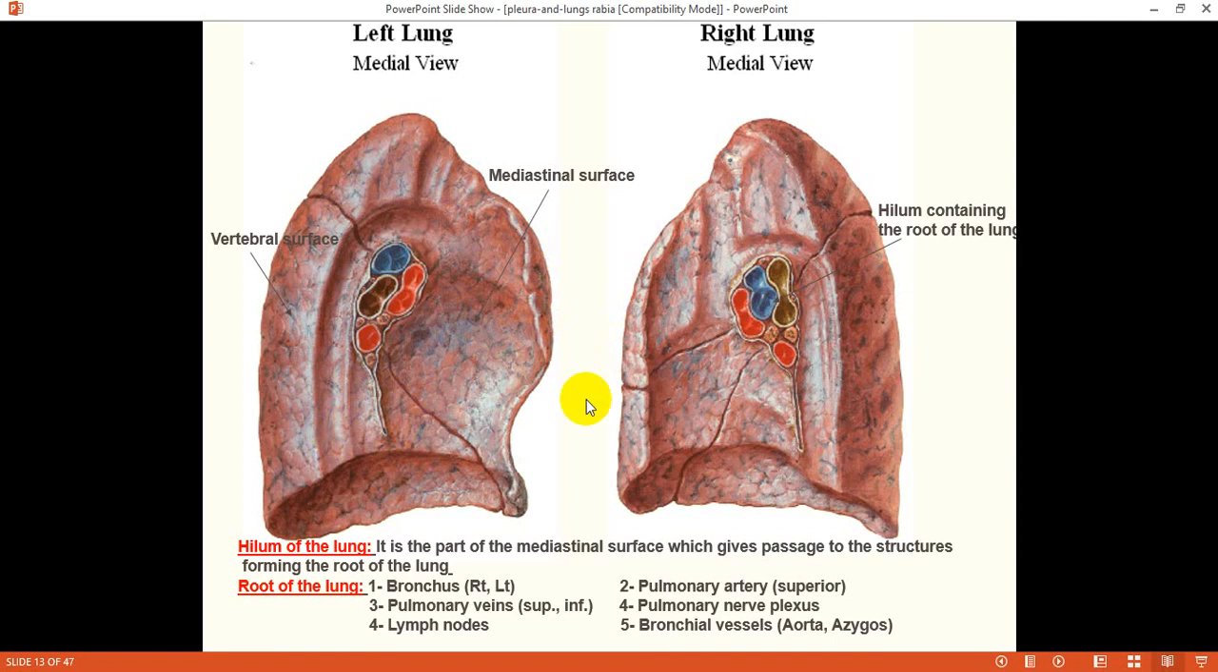The anterior border of the right lung is almost straight, while the anterior border of the left lung is interrupted by the cardiac notch, and it also presents the tongue-like process called lingula. So these are the external or gross appearance differences observed in both lungs. The detail of the root of lung will be discussed in the next slides. Arrangement of structures and content is important in the roots, so observe them carefully.